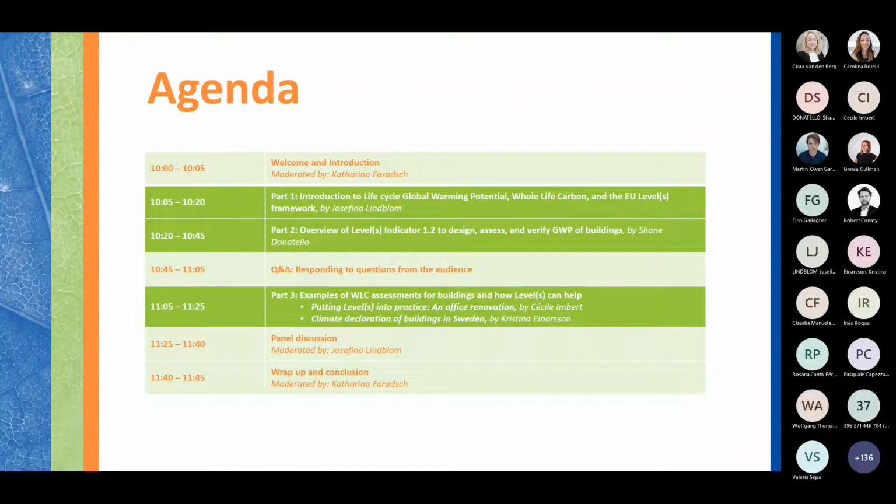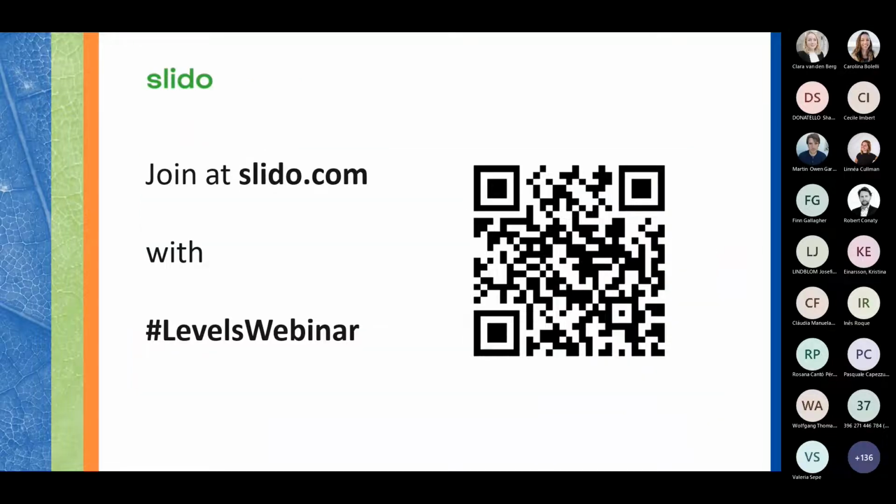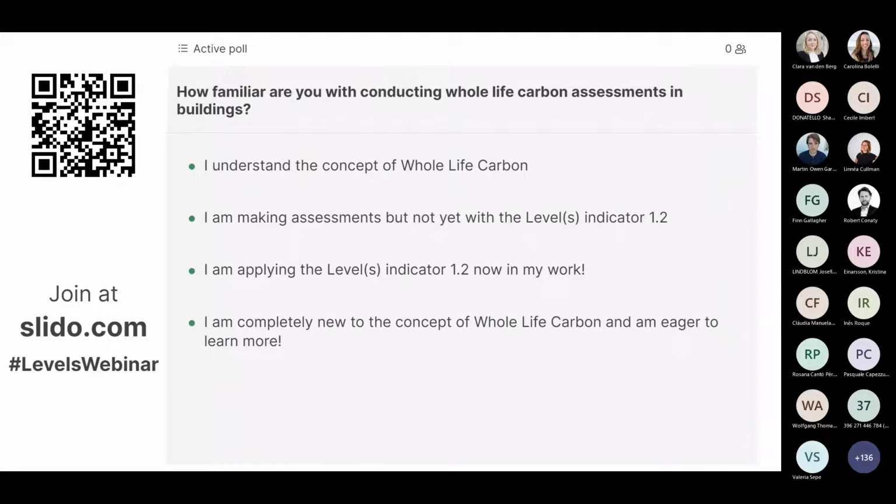Now, before we go into the details of the meeting, please do have a look at this little poll that we have prepared for you. You can do that by getting out your phone and scanning the QR code. You can also go to slido.com and then put in the hashtag levels webinar, but I think it's easier if you just get out your phone, scan the QR code, and then have a go at the question that we have. Because we would like to know how familiar are you with conducting whole life carbon assessments in buildings? We have a couple of answer options. You can choose more than one if you want.